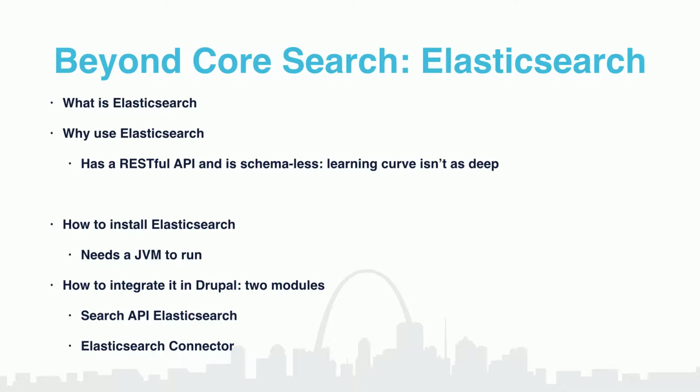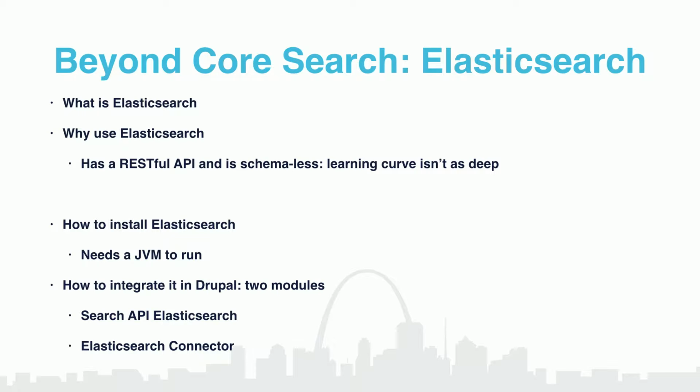It was built with scalability in mind. Solr is older, and so things like that have been built into it over time, but Elasticsearch was built from the ground up to be really robust. So if you're talking about big data, Elasticsearch is one of the items that you may want to look at.